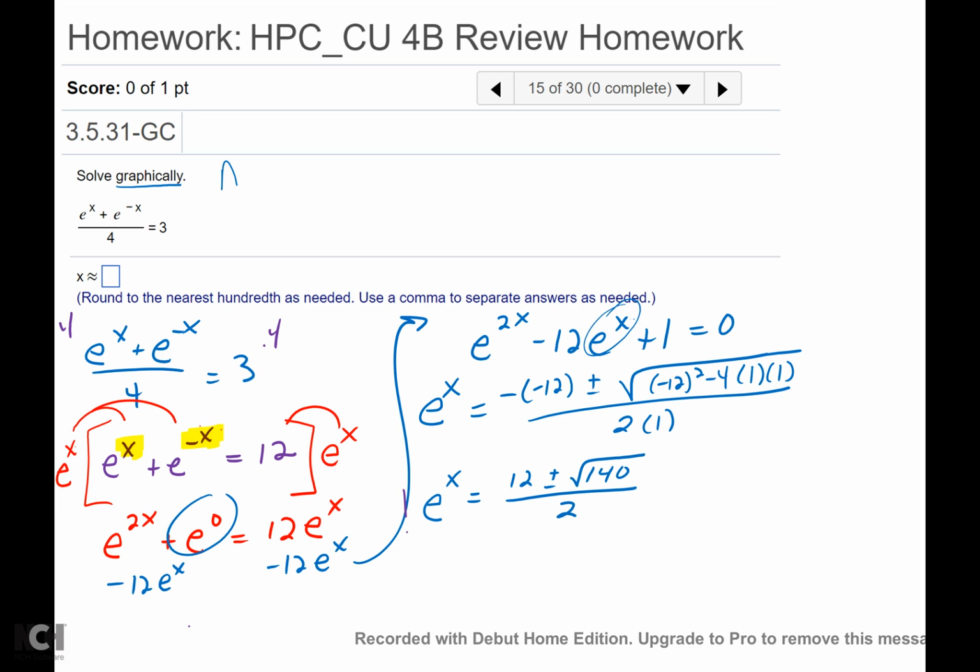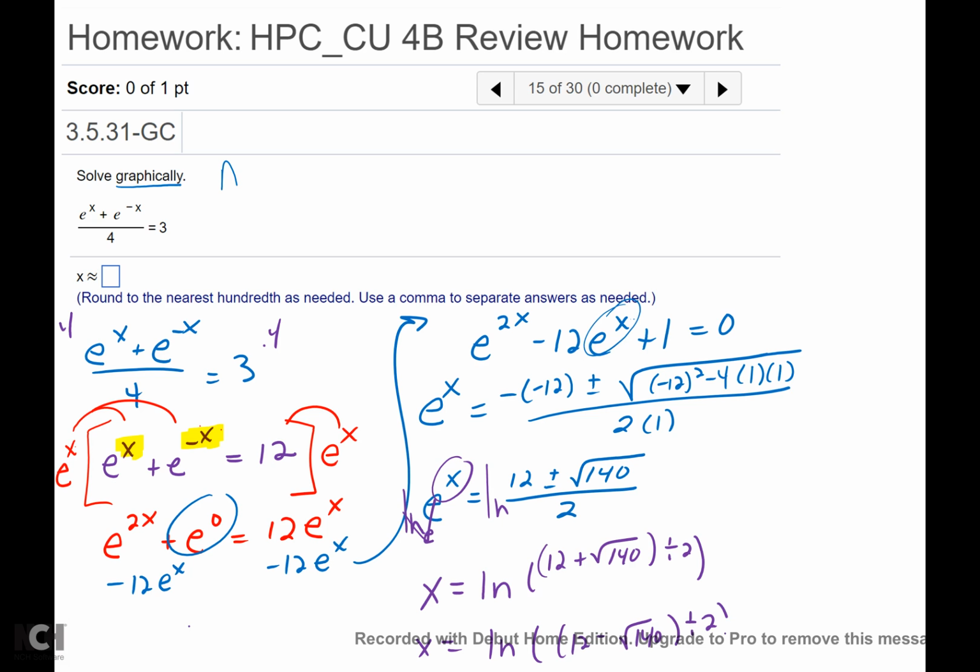And now, to figure out what your two answers are, you're going to ln both sides, because ln kills e. So because that's ln base e of e, that cancels, and my answer is x on that side. And over here, I'm going to type in two functions. I'm going to type in ln of 12 plus the square root of 140 divided by 2. So make sure you put that in parentheses. And I'm going to type in the natural log of 12 minus the square root of 140 divided by 2.